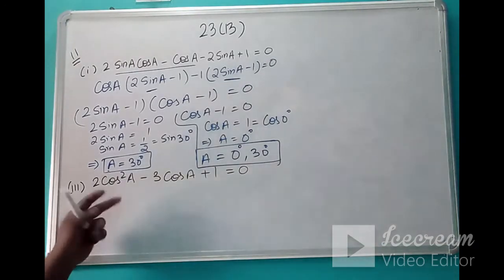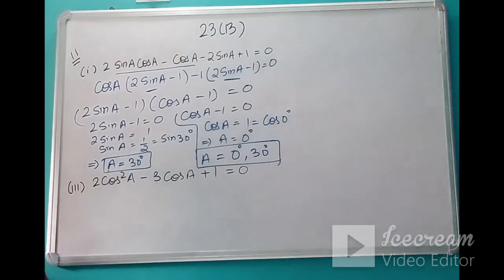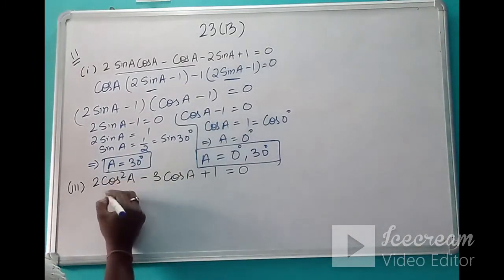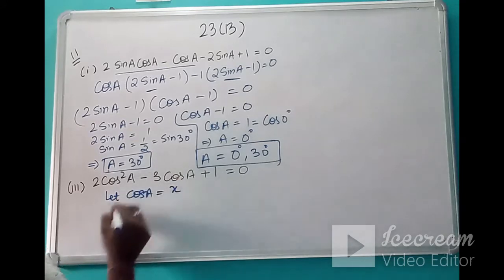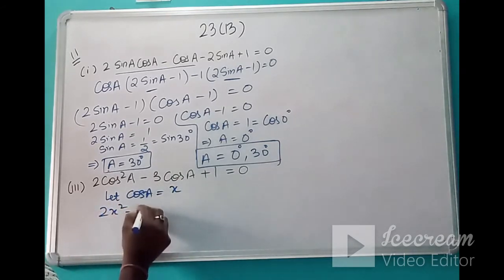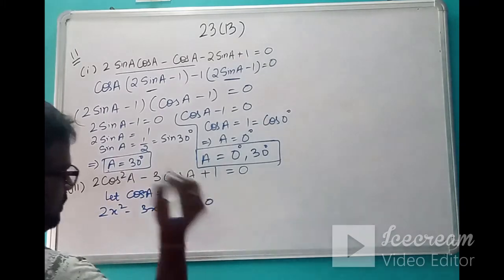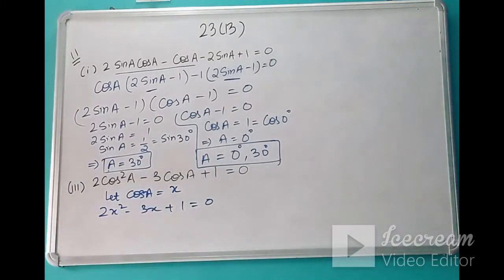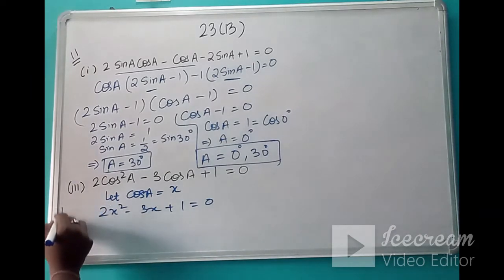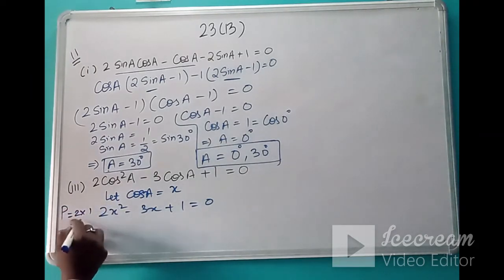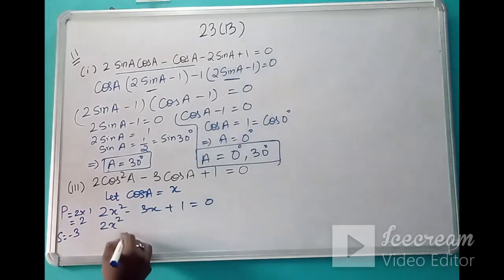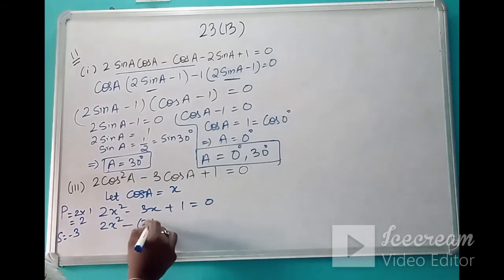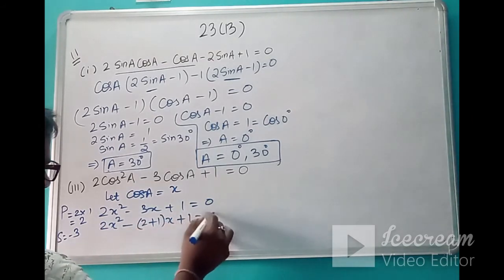Now suppose something is like this: 2 cos square a minus 3 cos a plus 1 is equal to 0. In this we cannot take anything as common, but if you observe carefully, if I write let cos a is equal to x, it reduces into a quadratic equation that we have solved in the previous class. Now we will split the middle term. Our product will be how much? 2 into 1, that is 2, and sum is minus 3. So I will split it like this: 2x square minus (2 plus 1) into x plus 1 is equal to 0.